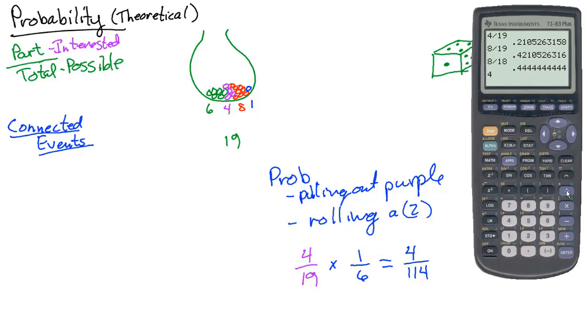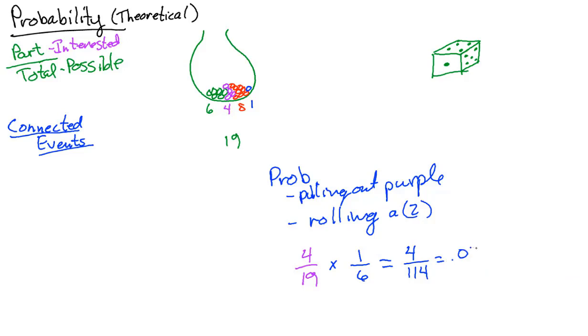4 divided by 114, and we get 0.0351. Well, 0.035 if we round at 3 decimal places, which is a 3.5% chance of both of them happening. So what will happen when you have these connected events is you will multiply them. And this could happen if you have decks of cards or flipping coins or any of those.